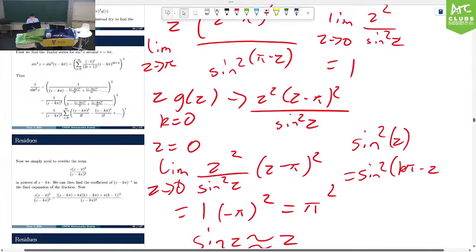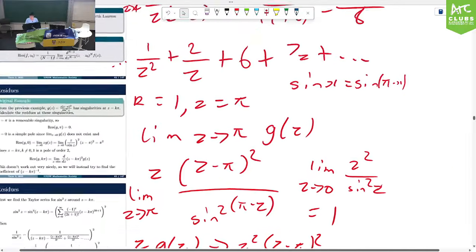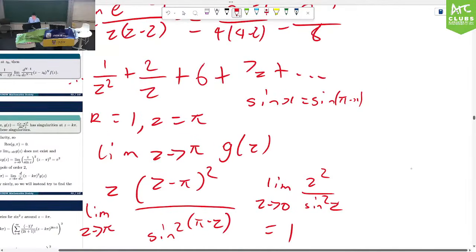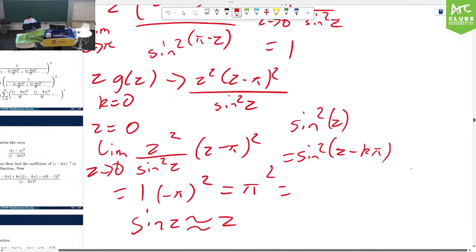Okay, you can do this like what I said before, the pi minus x. You can say sine of x minus pi, but then that would introduce a negative. But this thing is squared, so this should be fine.